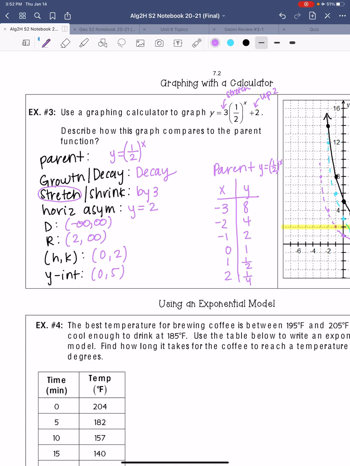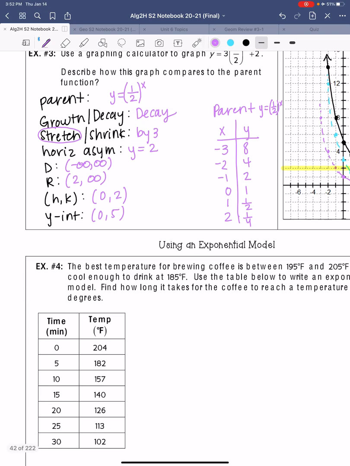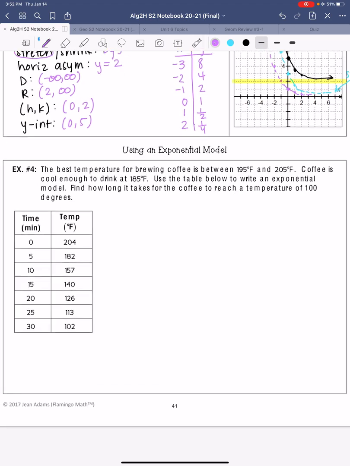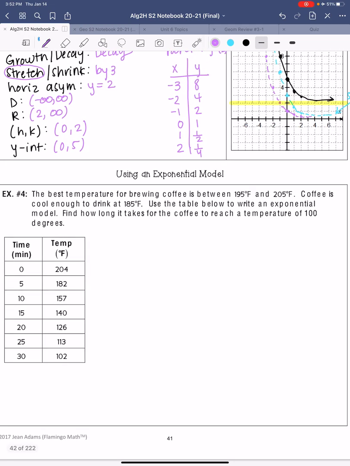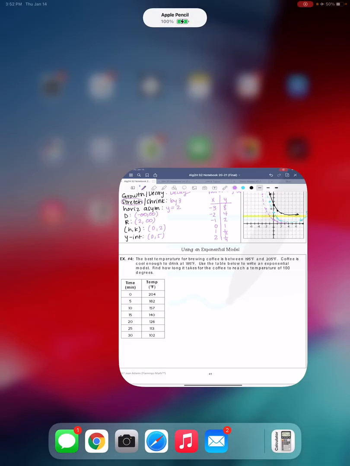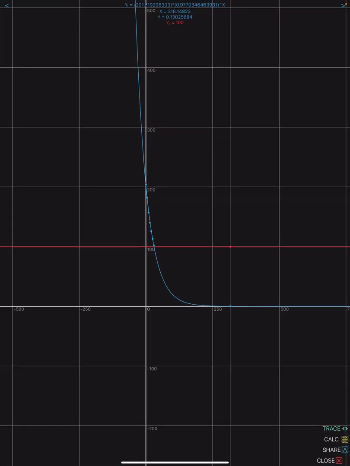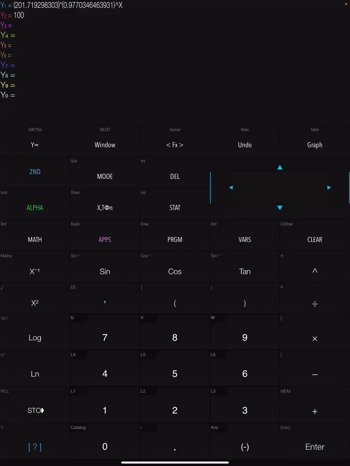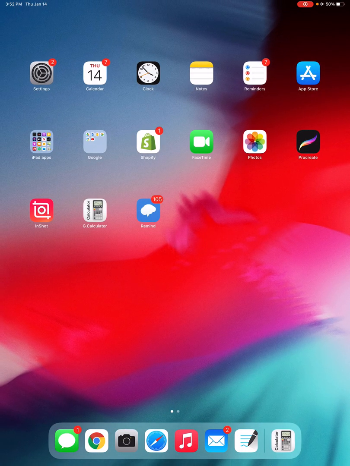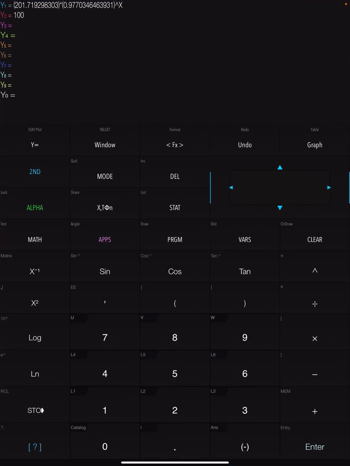All right, perfect. Okay, so let's go to example 4. This is where we're going to need a calculator. For this question, I'm going to go ahead and use an app. This is the app I am using. So let's go to my home screen. Again, if you didn't see it, it's this G calculator on my home screen right here. I paid like $5 for it. It works pretty well and it's pretty similar.